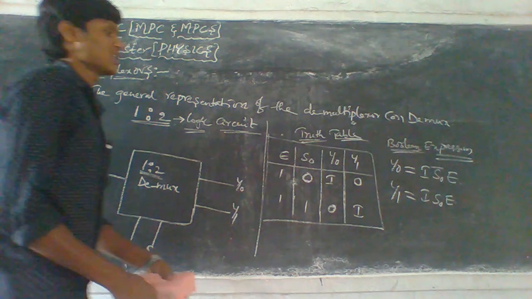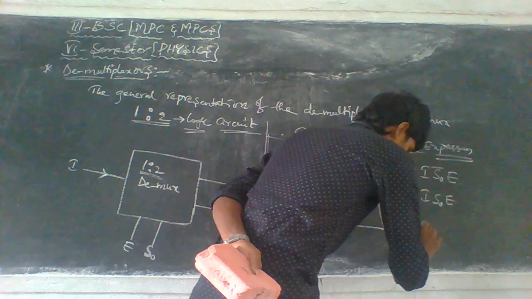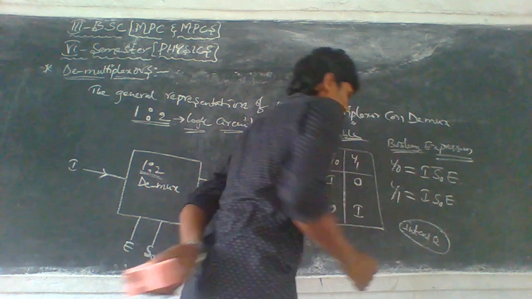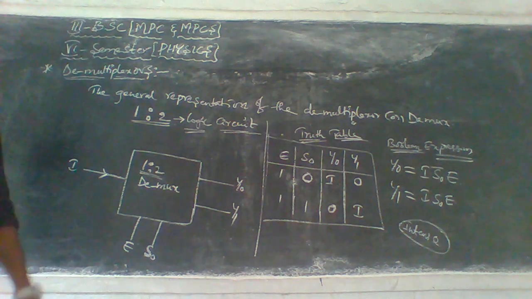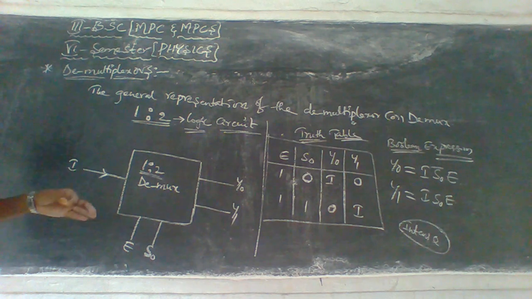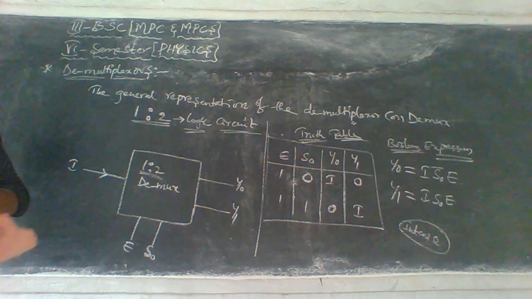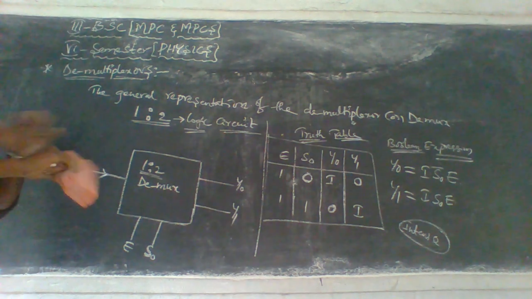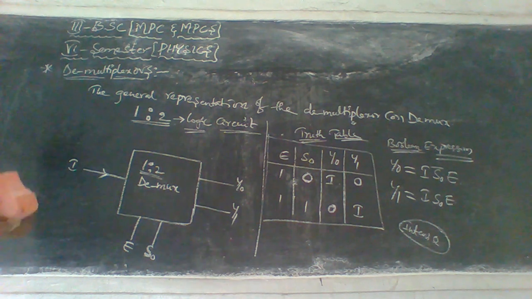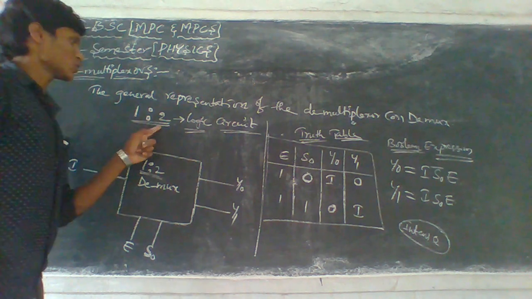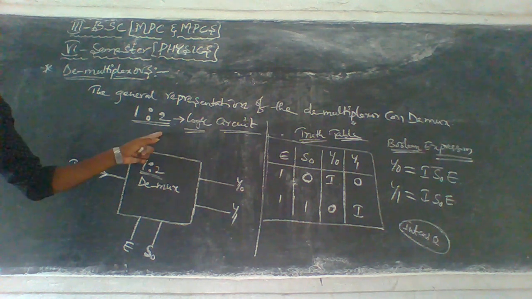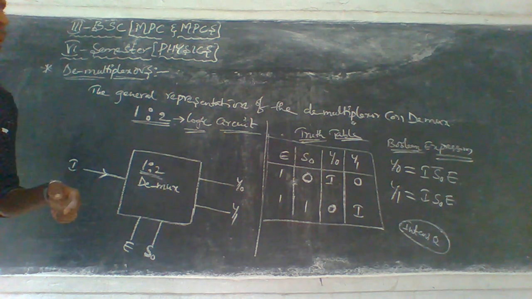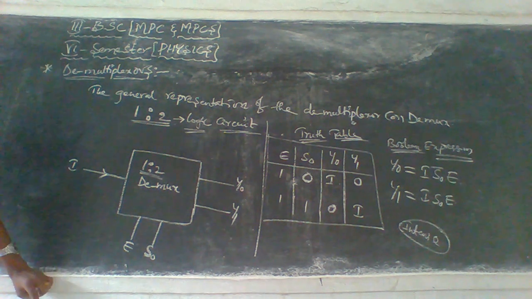Here the 0 means light is present, it means intense, and the 1 means no light, it means absent. So this is about the one line input to two line output demultiplexer, and this is an example of a demultiplexer or DEMUX.